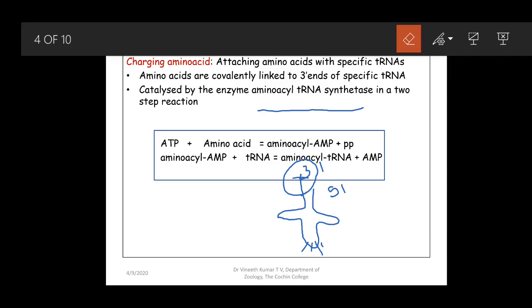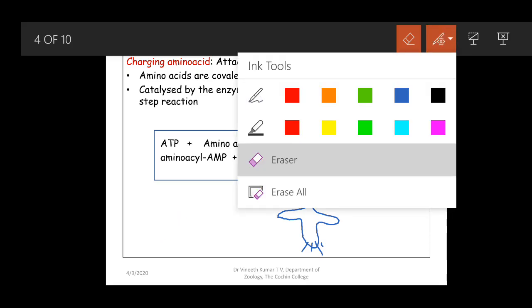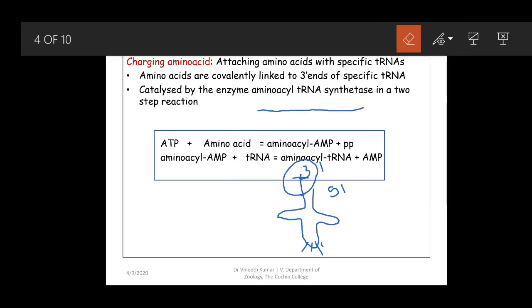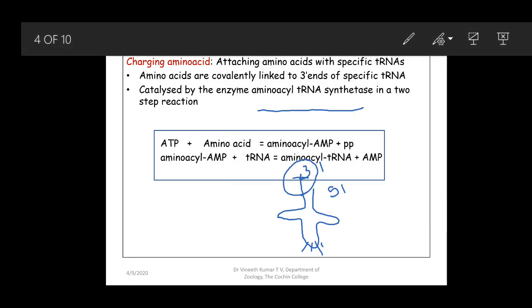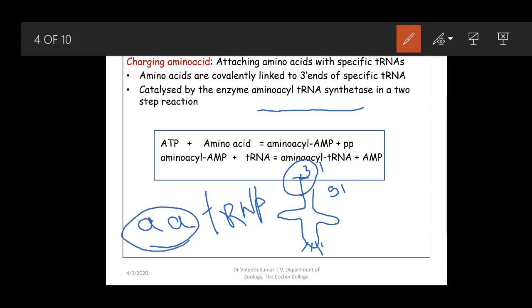Amino acyl is usually written as a small a. So in further discussions, wherever we see this, please keep in mind that it will be written like this, small a tRNA. This small a usually refers to amino acyl tRNA. Okay, so this is the first step, which is charging of the amino acid. Charging means nothing but the attachment of the amino acid to the tRNA.